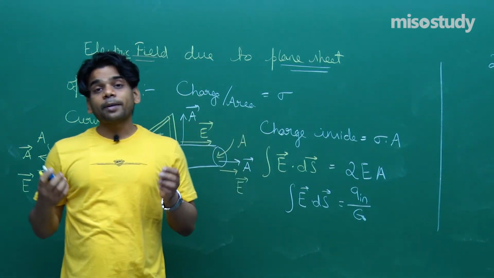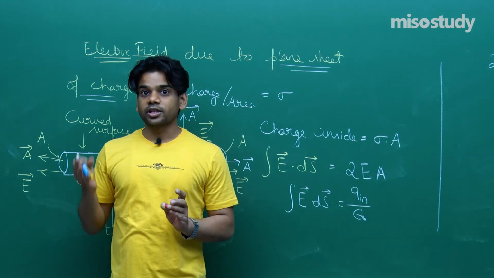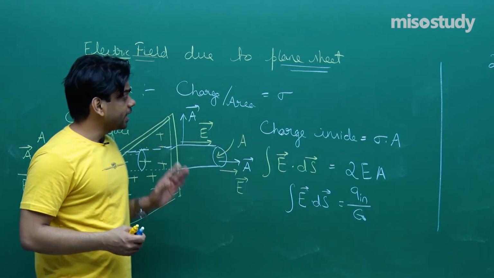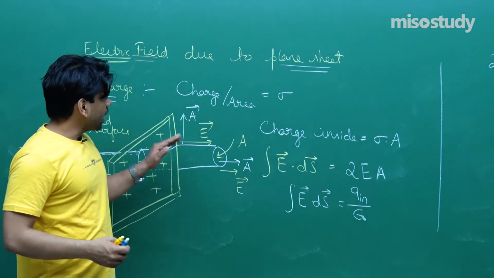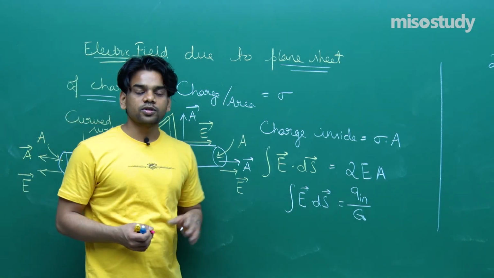Remember, I am saying it's a big plane sheet of charge. I am not saying it's a thin conducting sheet of charge. I am not saying that. I am saying it's an infinite plane sheet of charge. For it, you are finding the value of electric field. Now here I have shown you electric field flux for this curved surface is 0. You have to consider the flux only through this surface.